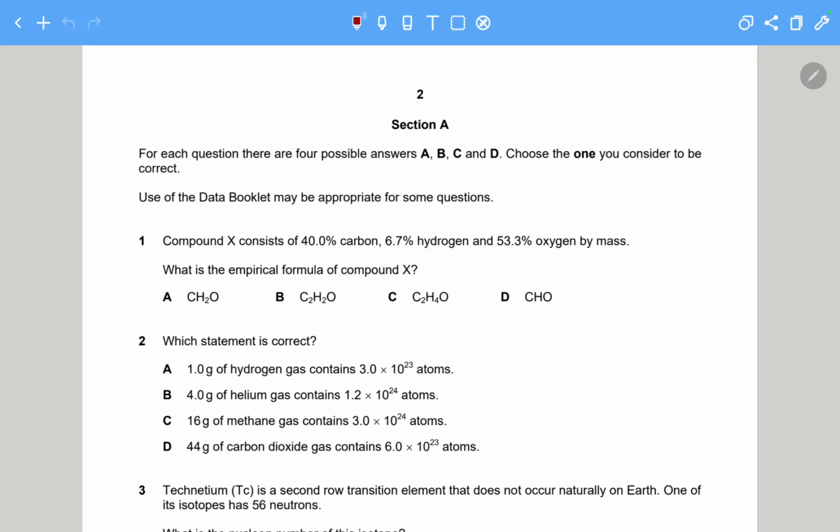And in most cases, that element would be hydrogen. They've given hydrogen in this case, but for example, if they only gave you 40% carbon and 53.3% oxygen, they would want you to figure out how much percent hydrogen is there. So a good practice is always to make sure that the percentages add up to 100. So to calculate the empirical formula, we'll draw a table.